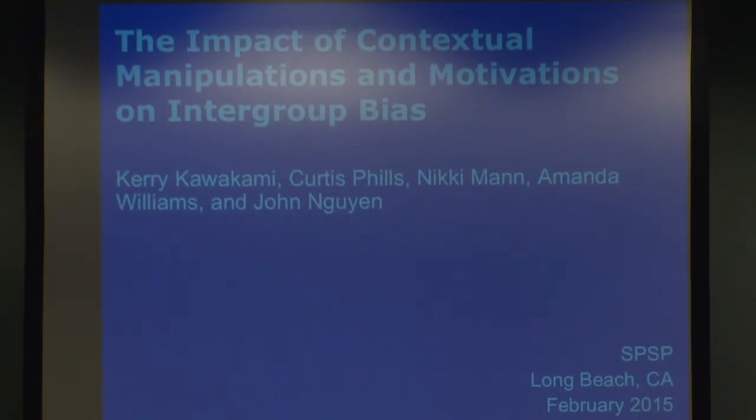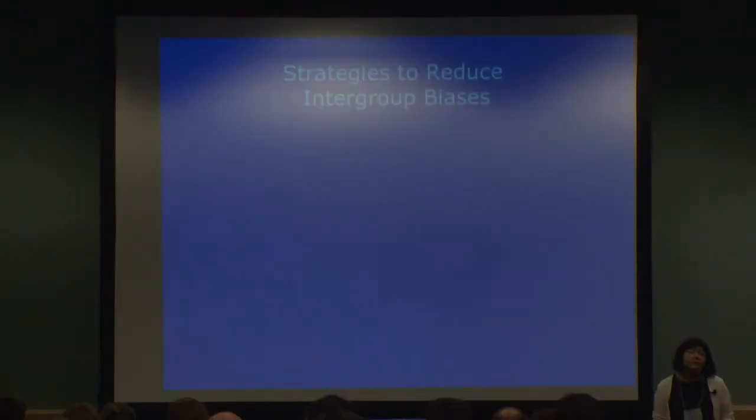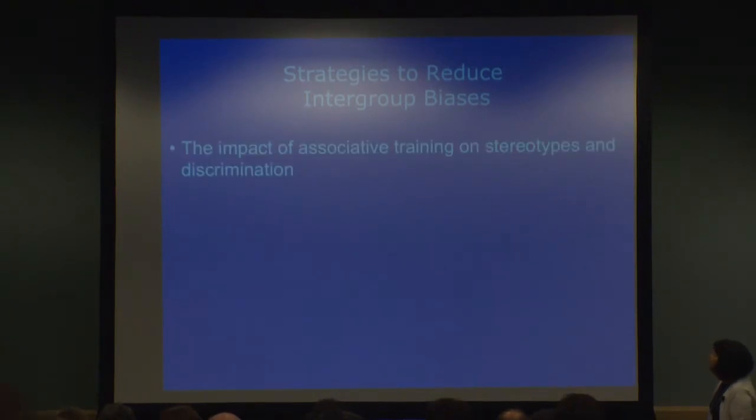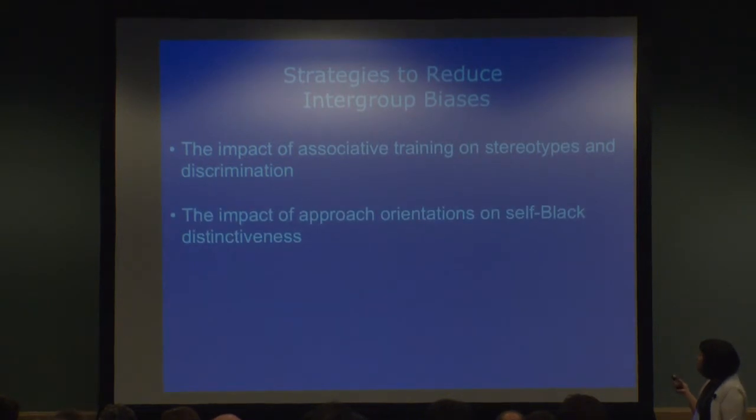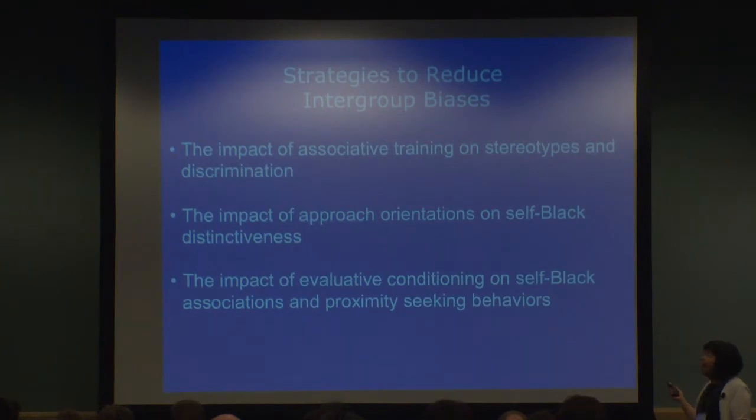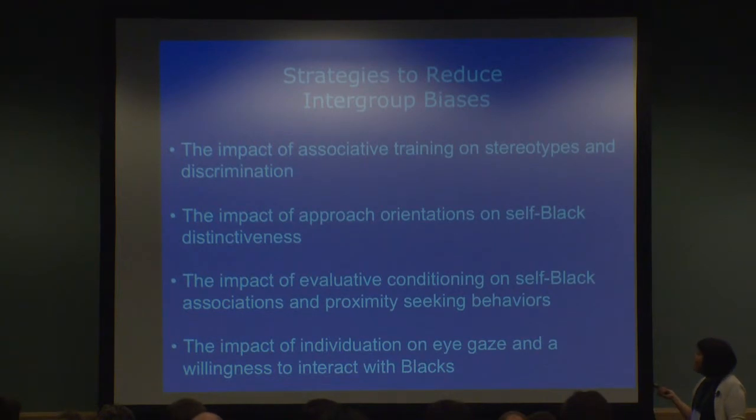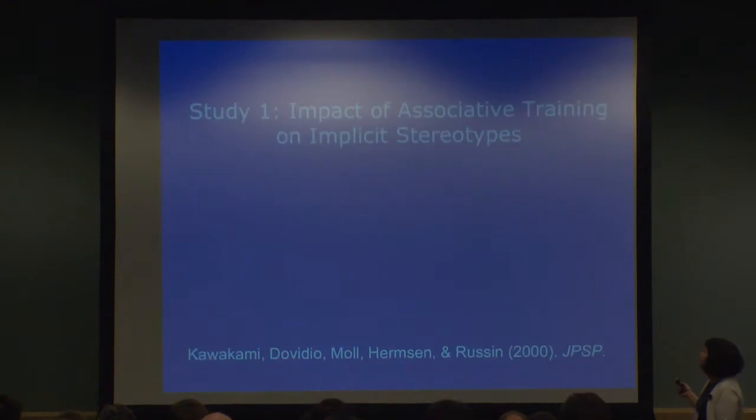What I want to look at today is different strategies that we use in our lab to try to reduce intergroup biases. My co-authors are Vicki Mann, Amanda Williams, and John Newton. I want to talk about four different strategies. One is the impact of associative training on stereotypes and discrimination. Another is the impact of approach orientations on self-Black distinctiveness. Third is the impact of evaluative conditioning on self-Black associations and proximity-seeking behavior. And finally, the impact of individuation on IATs and willingness to interact with Blacks.